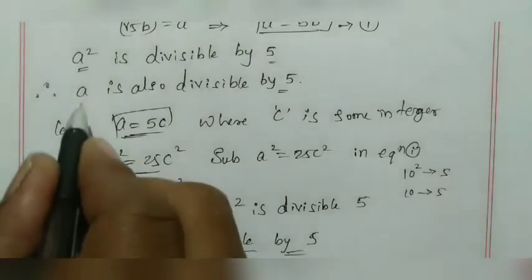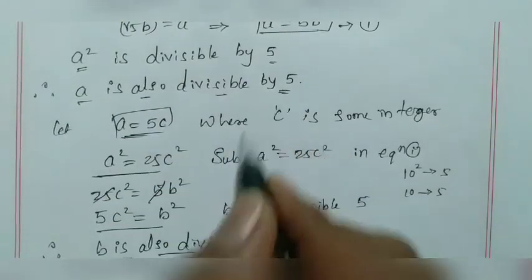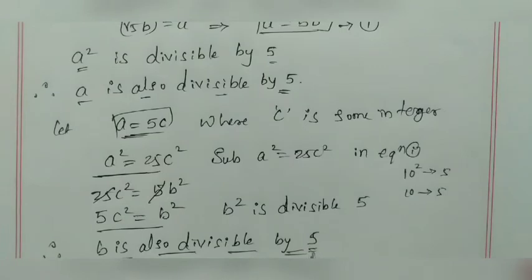After that, see here, a is also divisible by 5 and b is also divisible by 5.